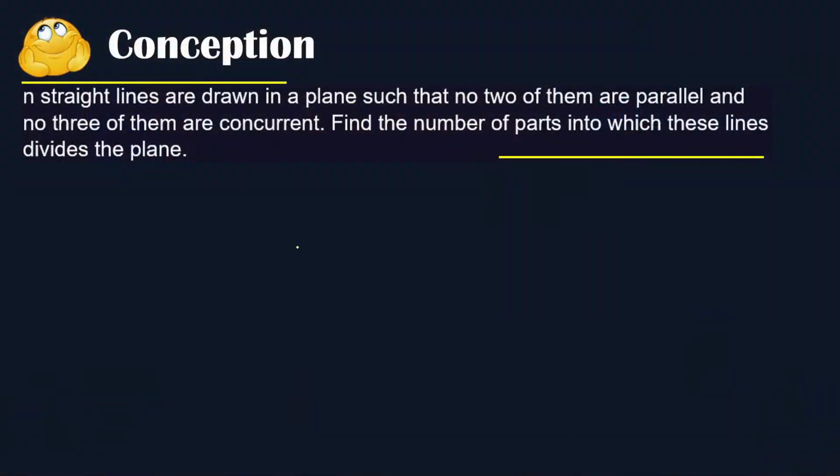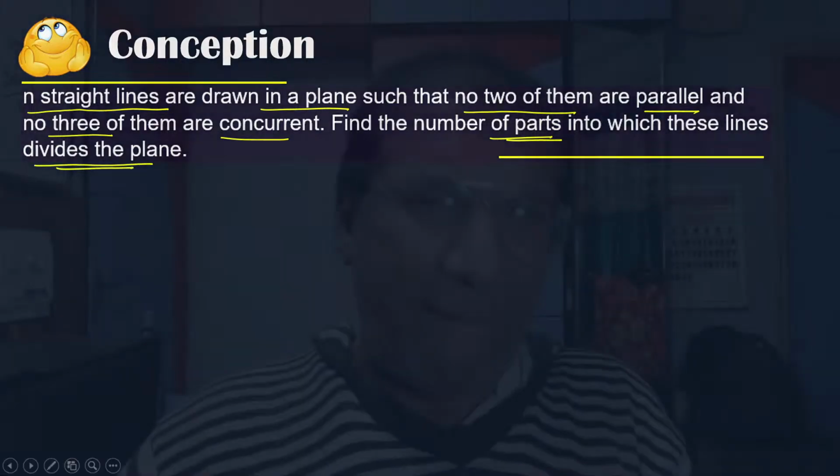Okay, let's take the next problem. Before going for a problem, there is a concept. It states that if there are n straight lines drawn in a plane such that no two of them are parallel and no three of them are concurrent, find the number of parts into which these lines divide the plane. Have you understood this? There are n lines in a plane. Now these lines are dividing the plane into some areas. So you have to find out how many such parts of this plane can be formed.